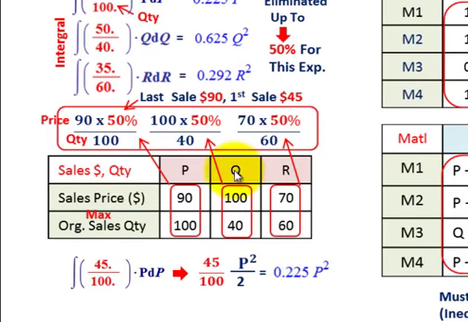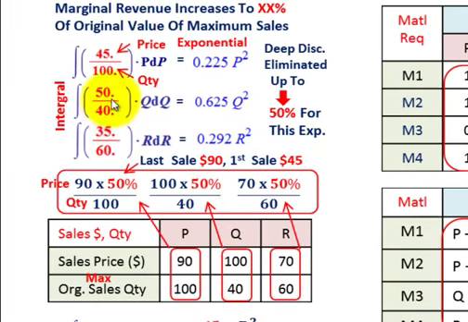Okay, we've done it for P, so for Q and R, we do the same thing. For Q, we have a sales price of 100 and our original sales quantity of 40. So 50% of that 100 gives us 50, divided by our sales quantity of 40, and go through that integral, and you're going to come up with your fractional amount, 0.625 Q squared.